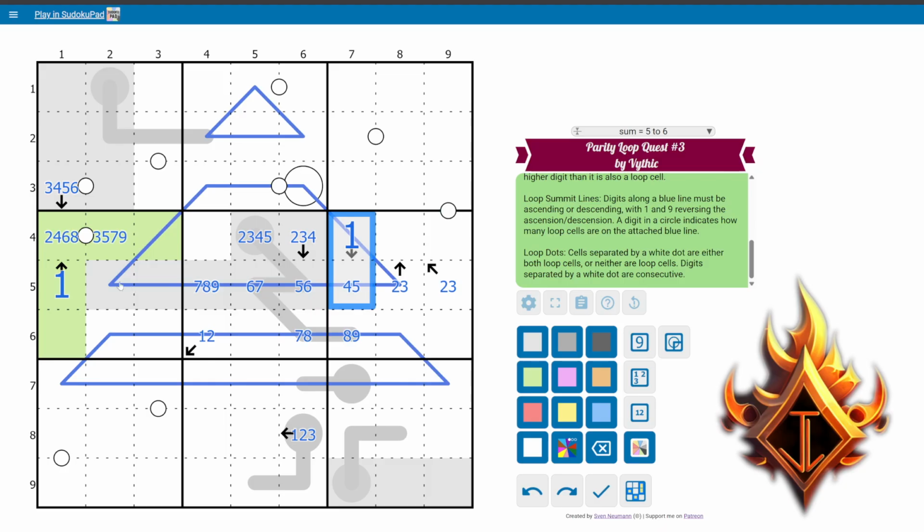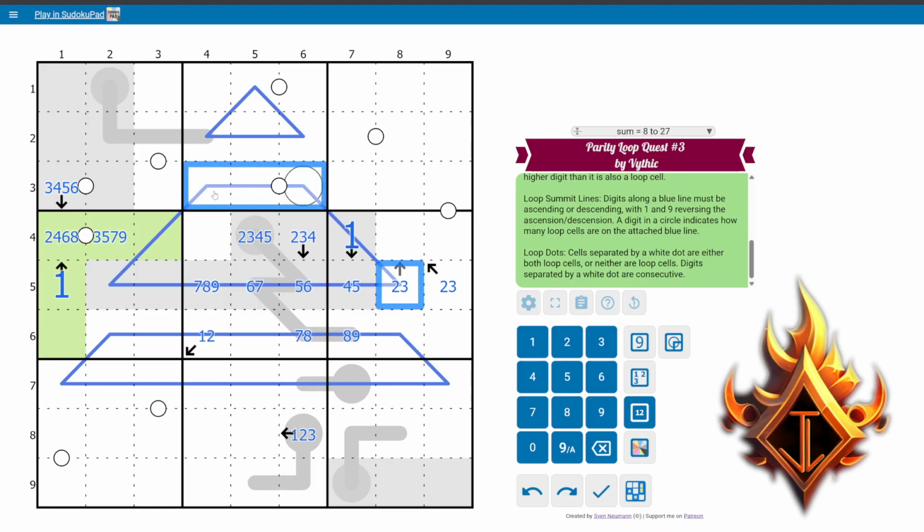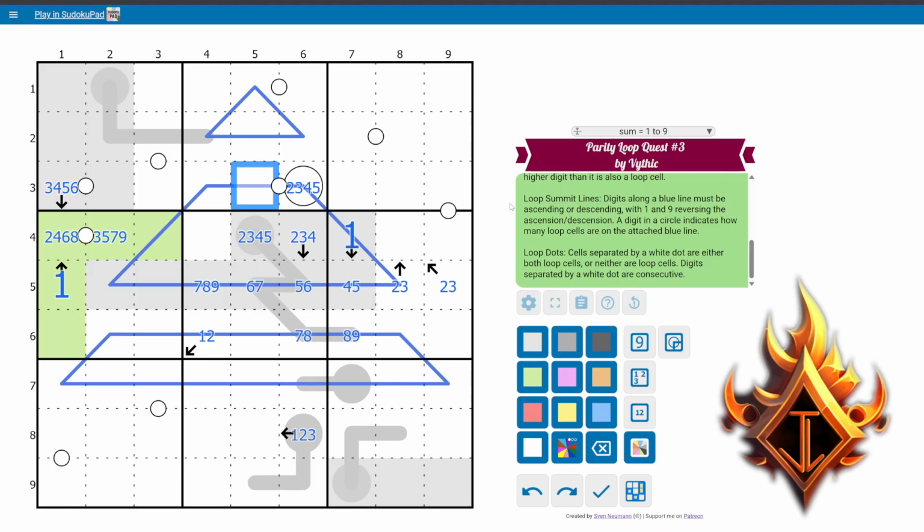So we just took out 2 more. 1, 2, 3, 4, 5. Now we're at a max of 5. These are going up. But then this one can go all the way up to 9.